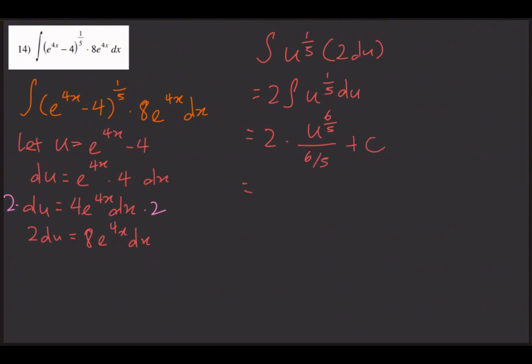And then you can always simplify. 2 divided by 6/5 gets 5 over 3, so we have 5 over 3 u^(6/5) plus c, and always substitute it back, which is (e^(4x) minus 4)^(6/5) plus c, and that is your final answer.